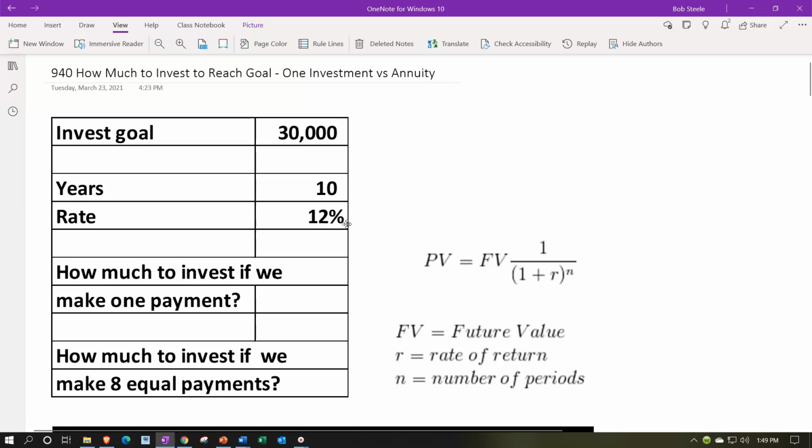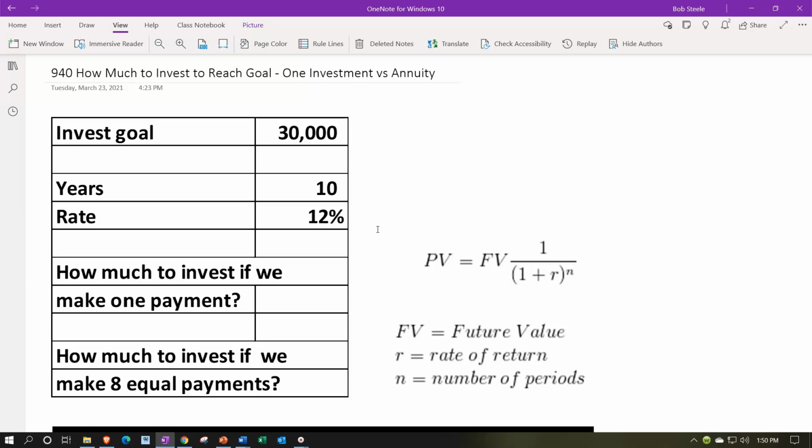The scenario will be, we have an investment goal of 30,000. The years are going to be 12. The rate is going to be 12%. And the question is how much to invest if we make one payment. So we're looking for the payment item here. If we have one payment that we're going to be putting in place to reach the goal, meaning starting point at this point in time, we invest some point and we want to reach the goal of 30,000. So we'd use a present value type of calculation for that.